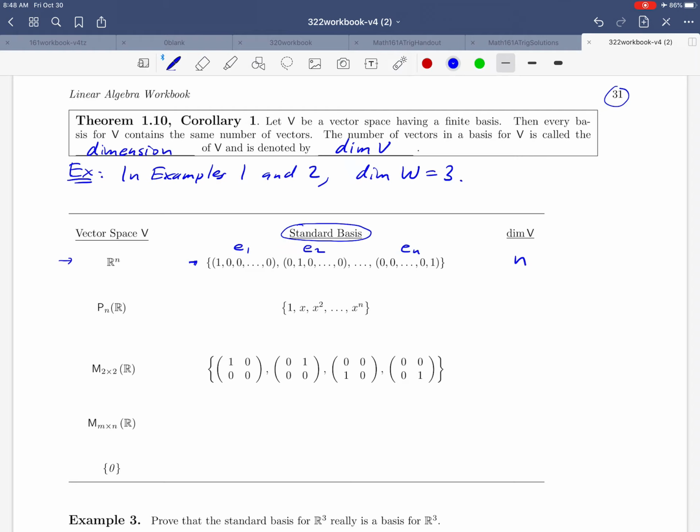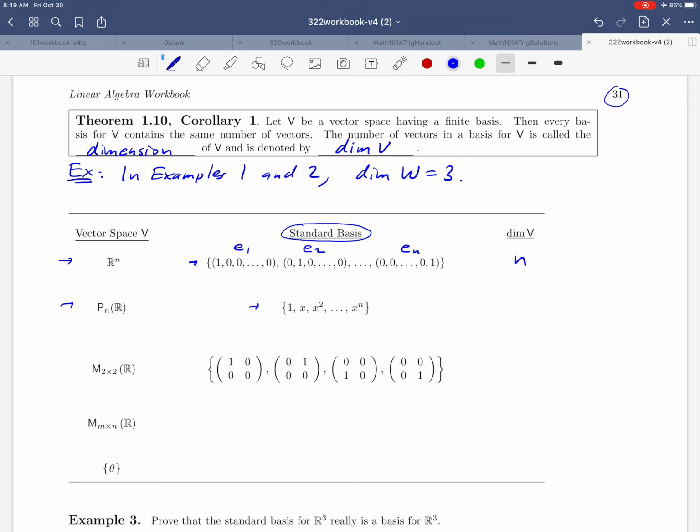All right, next vector space on our list is Pn of R. Recall that represents the set of polynomials of degree n or less. The standard basis looks like this: 1, x, x squared, all the way up to x to the n. That's a linearly independent set that spans Pn of R.